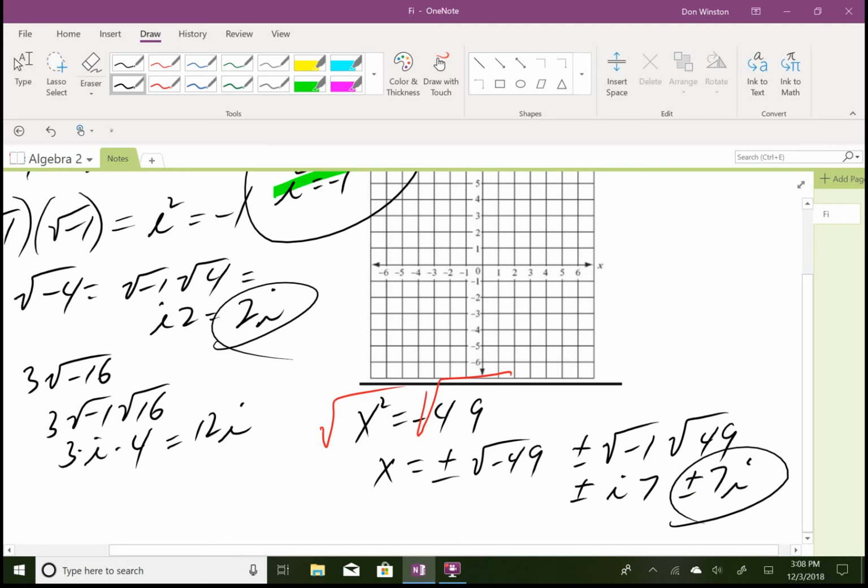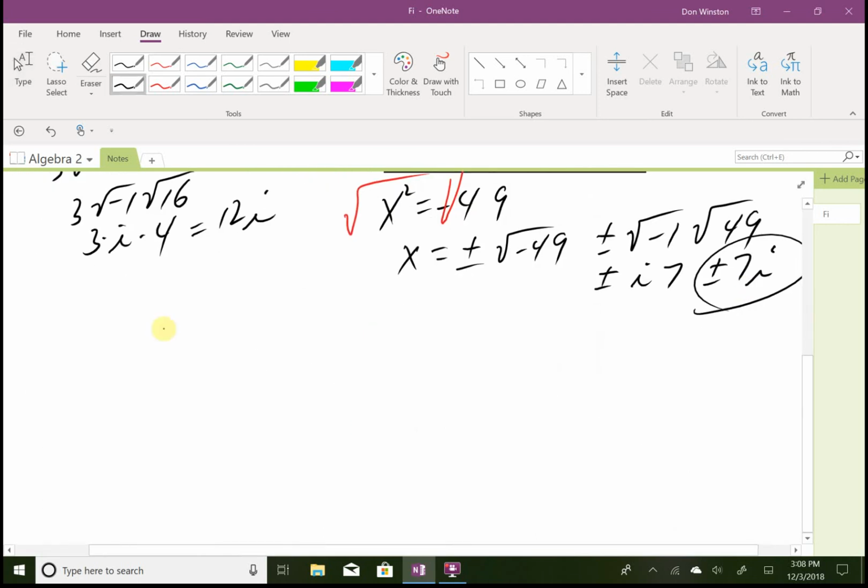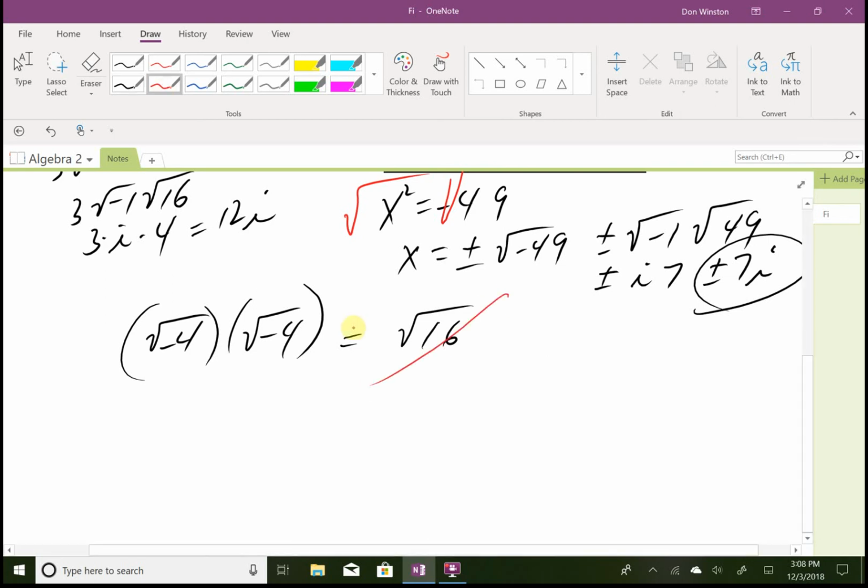All right. And then lastly, never make this mistake. Never ever do this. If I said, what is the square root of negative 4 times the square root of negative 4? Do not be tempted to say that is the square root of 16, thinking that you can take negative times a negative and get a positive. That is absolutely wrong. What you would do is write this as the square root of negative 1 times the square root of 4, and then the square root of negative 1 times the square root of 4.